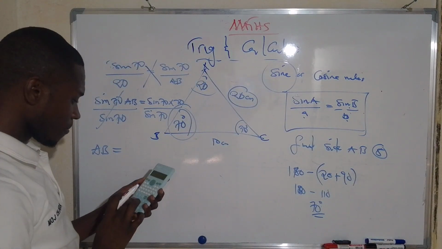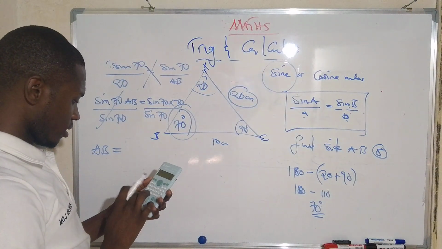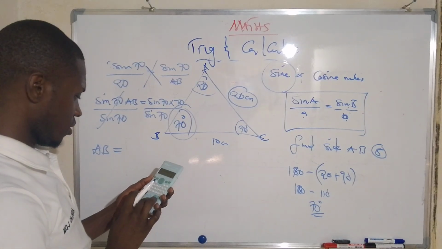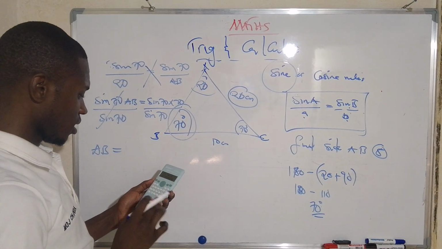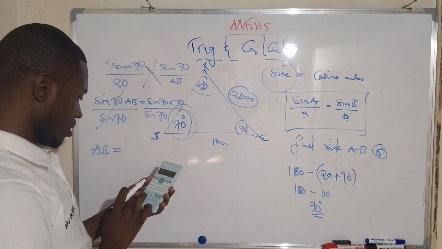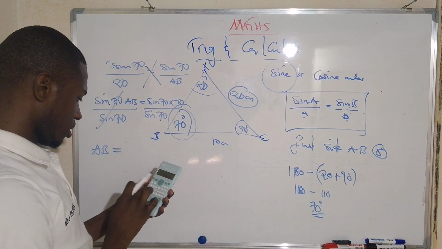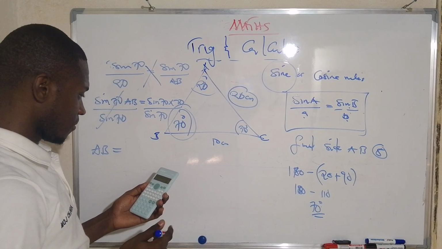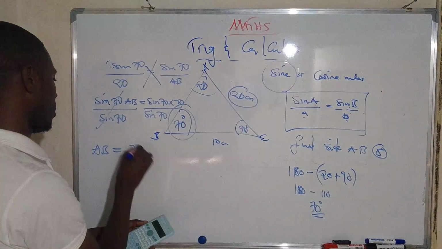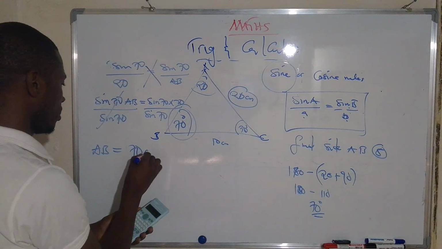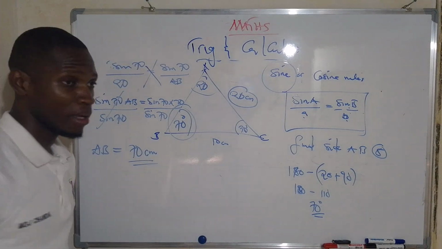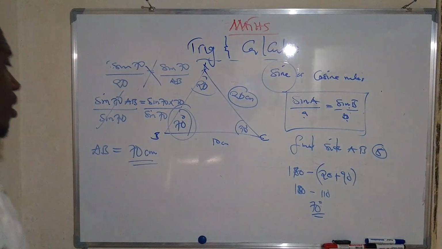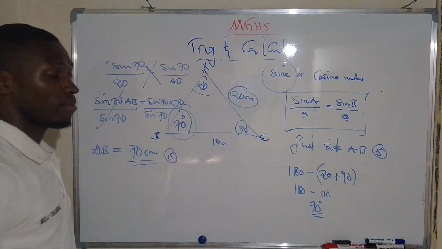Sine 70, you multiply by 70, you're going to get that. Then you divide by sine 70, and our answer is 70 centimeters direct. So our AB is 70 centimeters. Then I'm going to give you 5 marks.